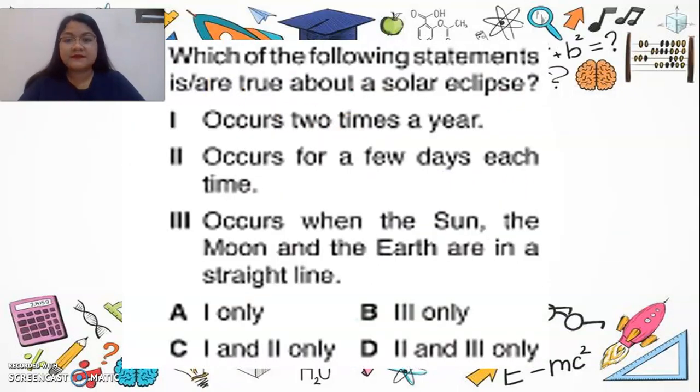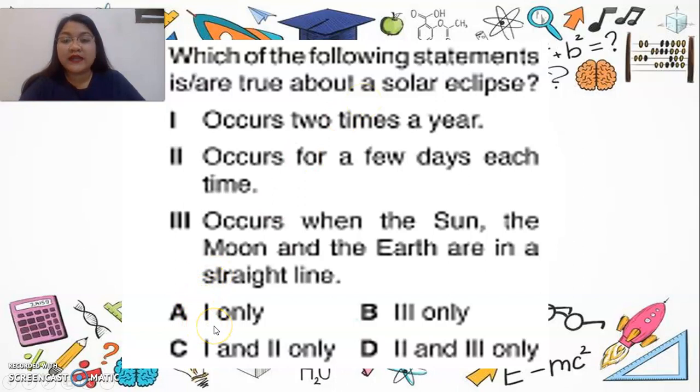Next, number 5. Which of the following statements are true about a solar eclipse? Number 1, occurs 2 times a year. Number 2, occurs for a few days each time. Or number 3, occurs when the sun, the moon, and the earth are in a straight line. So which is the correct answer?